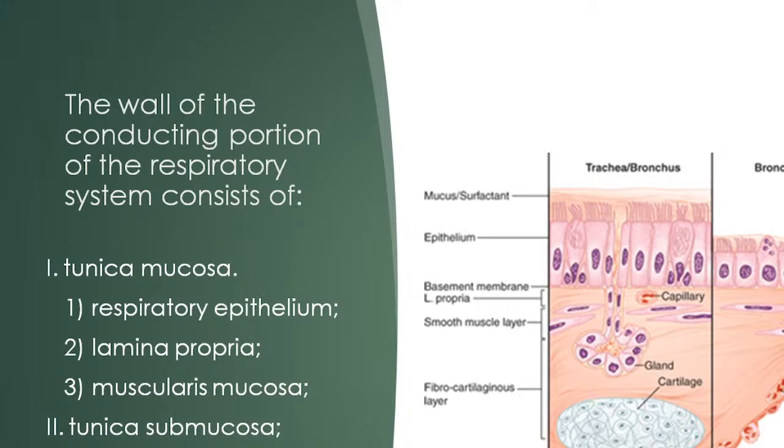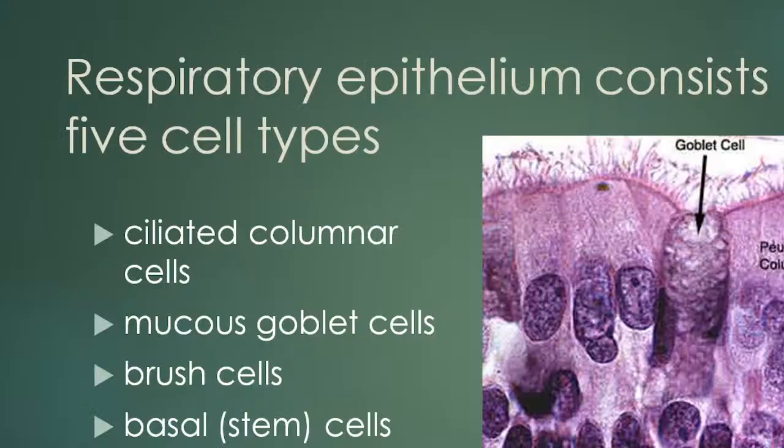And the last layer is tunica adventitia. Tunica adventitia, as you remember, consists of loose connective tissue which is vascularized, has blood vessels, capillaries, nervous and lymphatic vessels. It's the principal structure of the whole respiratory tract, but it has some differences between different parts. First, we will discuss again respiratory epithelium and different types of its cells.